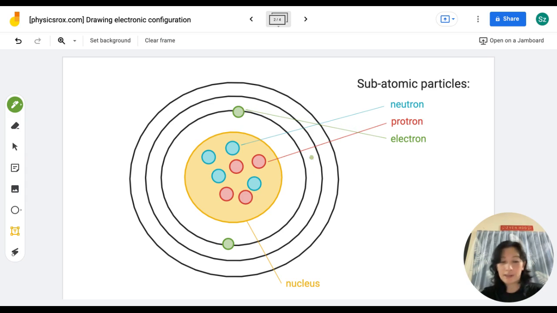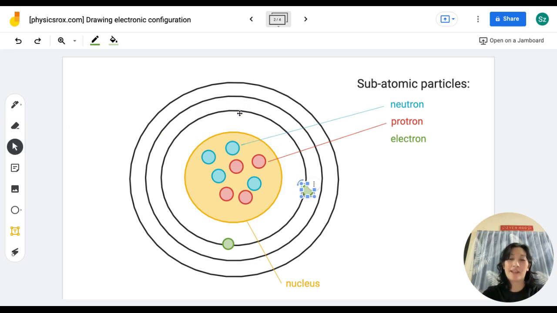Probably shouldn't cross the line. Let me move the electrons to a better location. Like so. Okay, we're going to put it like this, and here are the electrons. Right. So there are probably more electrons over here, so I'm just going to move them to the next ring. And we will just place them.